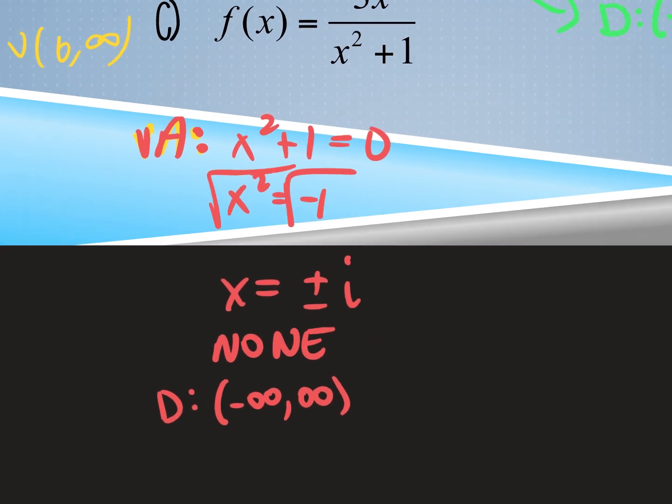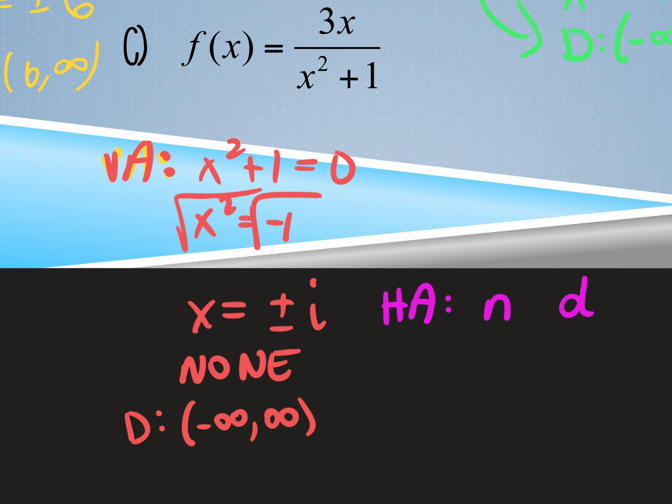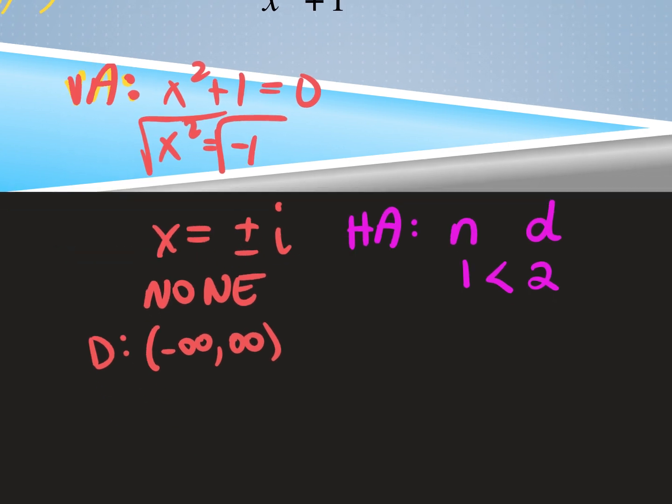So when we talk about our horizontal asymptotes, how do we find those again? You compare the numerator degree to the denominator degree. What is the degree of the numerator? 1. What's the degree of the denominator? 2. 1 is less than 2. Look at your cheat sheet. When the numerator degree is less than the denominator degree, what's your asymptote? At y equals 0.